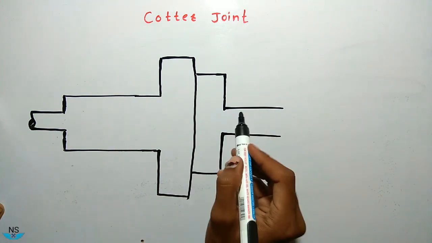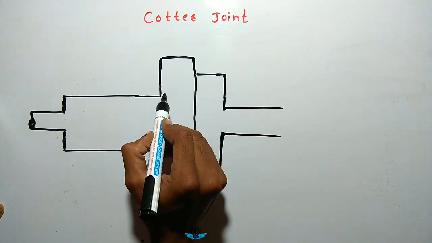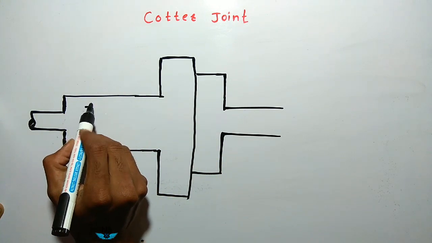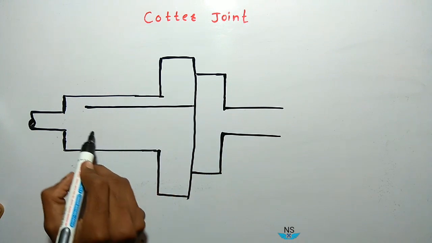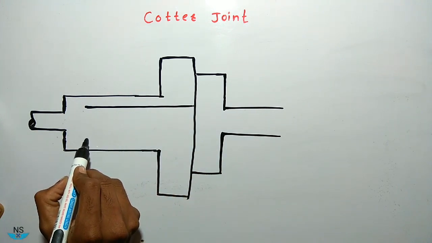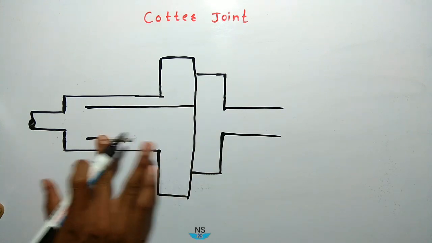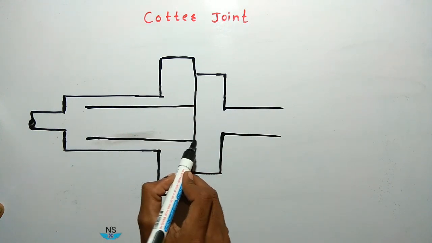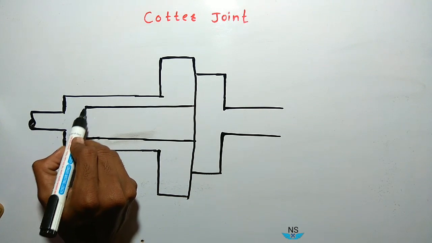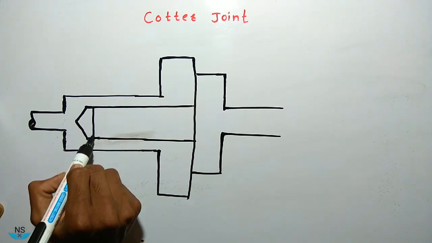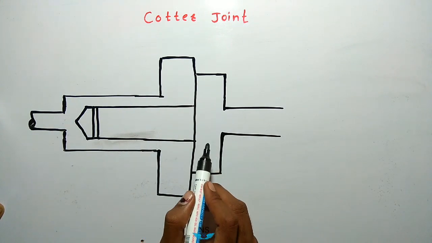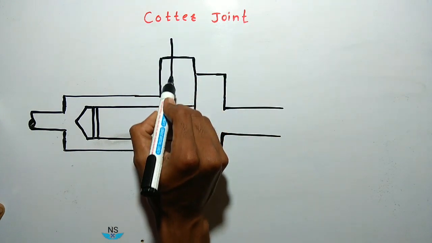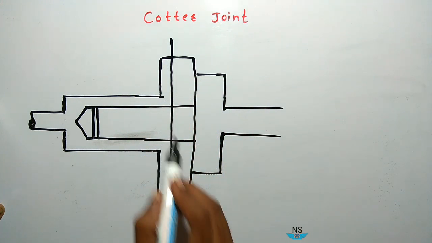This is the pivot end. So the pivot is inserted inside the socket. Now this is the quarter.